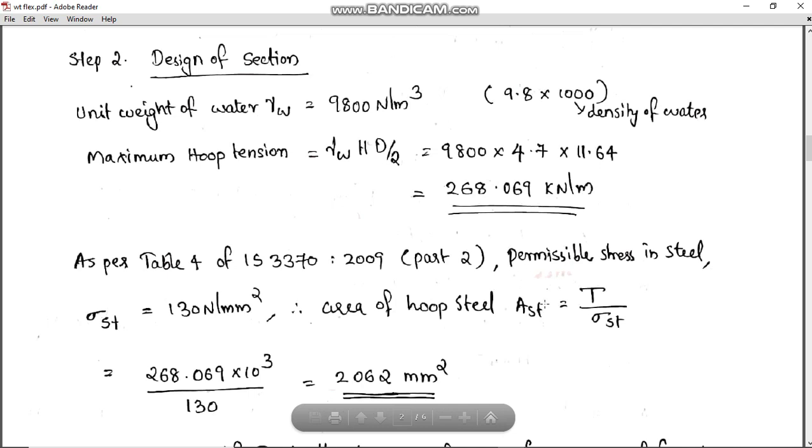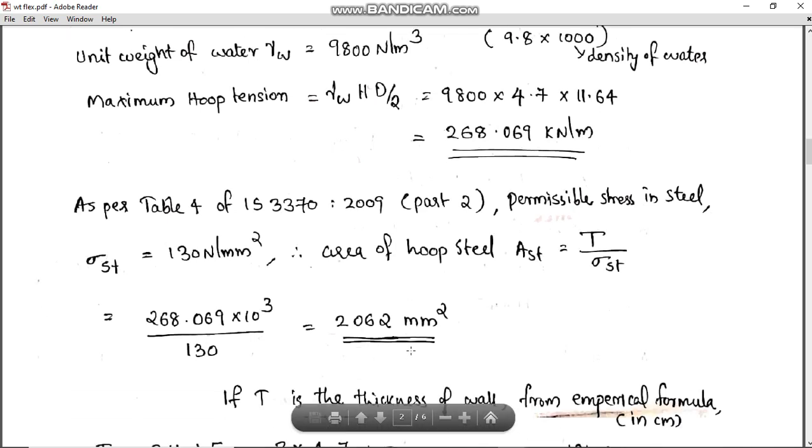Then area of hoop steel, AST, is equal to hoop tension divided by sigma ST. So we have the area of steel provided in the first 1 meter height from the base. Per meter height, that value is obtained as 2062 mm square.